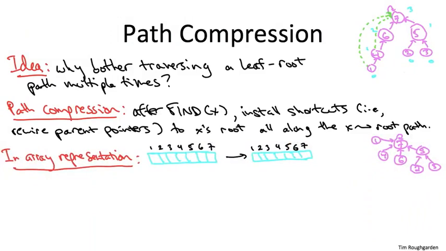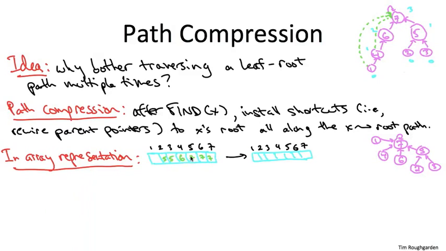Prefer to think in terms of the array representation, and remember in the array representation, the array index for i is recording the parent of the object i. So in our pink tree, 5, 6, and 7 all point to 7. They all have parent 7. Whereas 2 and 3 have parent 5.